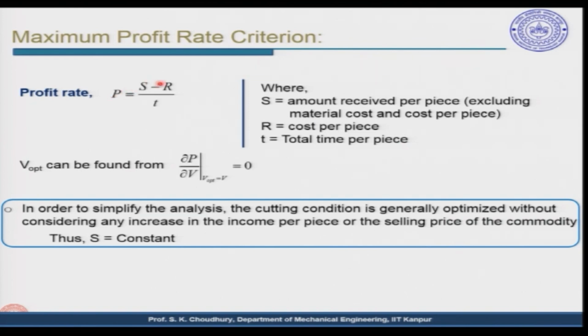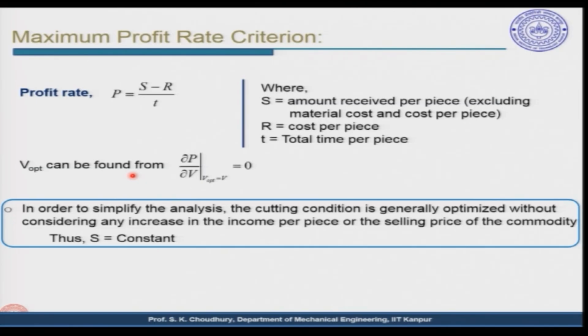Now, the R we have found out. This is the cost per piece. We found out the total time per piece, and let us say S is constant for simplicity, meaning that the selling price is not fluctuating. For the constant S, knowing the R and the T which we have derived earlier, we take the first derivative of this equation and equalize it to 0, and we will get the value of V optimum. Again, with this value of V optimum we cannot satisfy the other two criteria, but it will be unique for this criteria, that is for maximum profit rate.